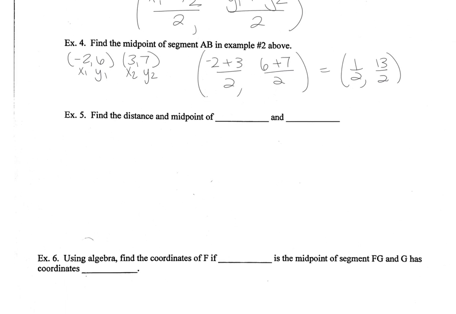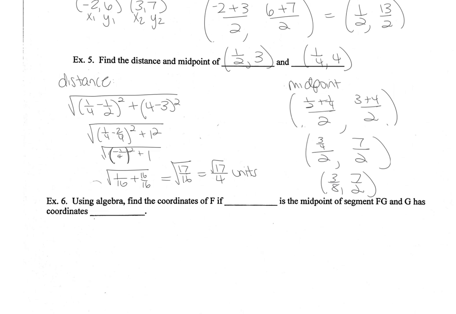So I would now like you to try practicing with both formulas, the distance and the midpoint, and I want you to find those for the 2 given points here. 1/2, comma, 3, and 1/4, comma, 4. So I'm going to have you pause the video, and then I will put my work and answer down for you to check when you're done. Okay, so your answer for that, for the distance, should be √17 over 4 units, and your midpoint should be 3/8, comma, 7/2. Please keep your answers exact unless otherwise stated.